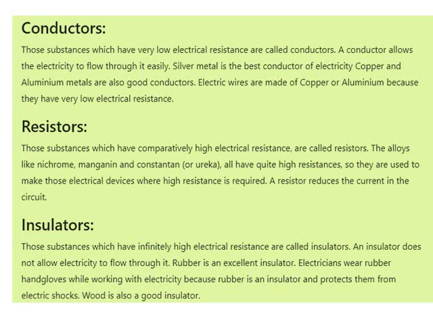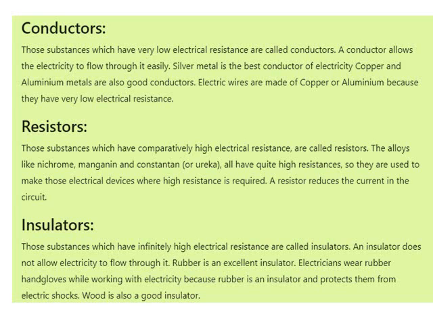Now we will see the resistors. Those substances which have comparatively high electrical resistance are called resistors. The alloys like nichrome, manganese and Constantan or Eureka all have quite high resistance. So they are used to make those electrical devices where high resistance is required. A resistor reduces the current in the circuit.